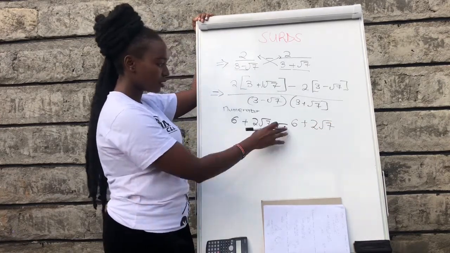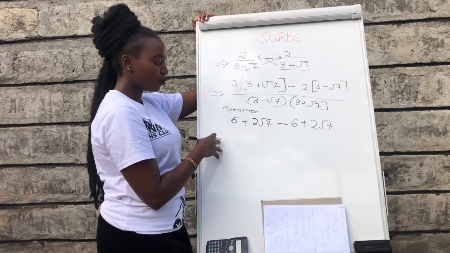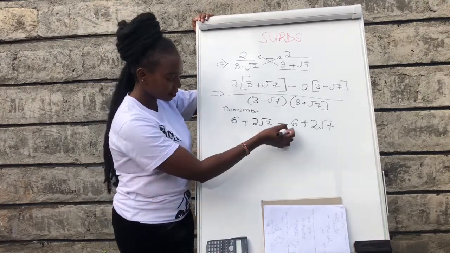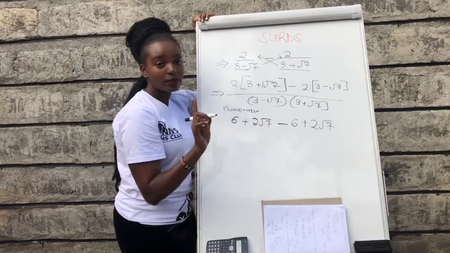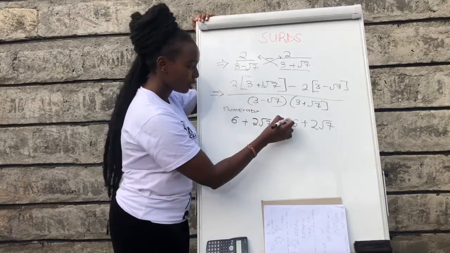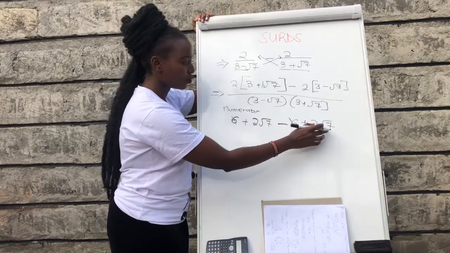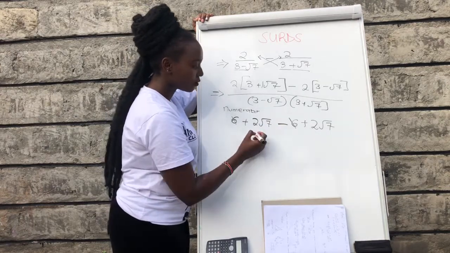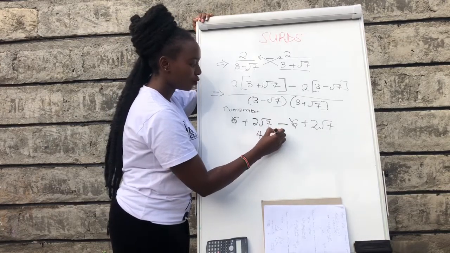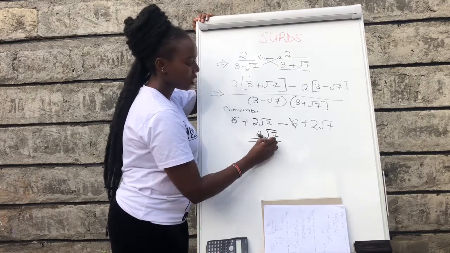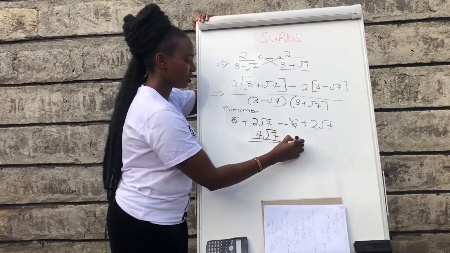So when working this out, you can choose the like terms, 6 and 6. So 6 minus 6 becomes 0, so they both cancel. And 2 root 7 plus 2 root 7, you add 2 plus 2 is 4, so it becomes 4 root 7. So this is your answer for the numerator.